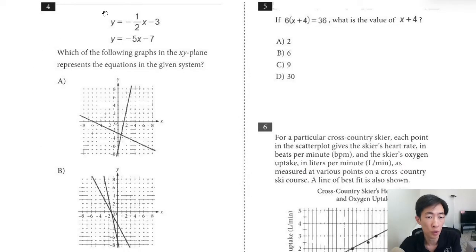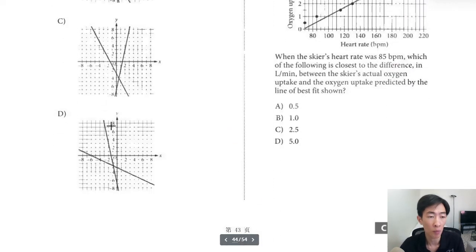Question 4, we got 2 equations. It says, which of the following graphs in the xy plane represents the equations? So we want to eyeball both the equations and the answer choices at the same time because this is number 4, so it's probably not going to be a lot of work. What I'm going to notice first is that both the first and second equation have negative slopes, which is going to eliminate choice A because negative slopes have to tilt this way. So A is going to be gone because of this guy. He's got a positive slope. I'm also going to eliminate choice C for this line over here, which is a positive slope.